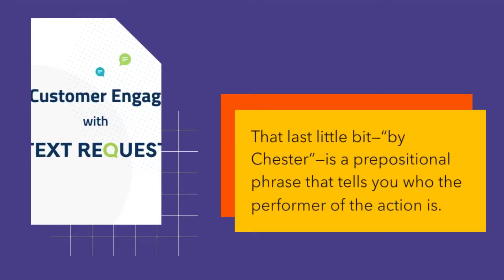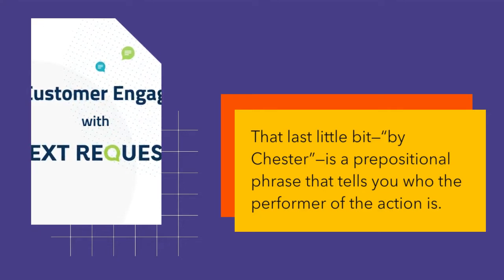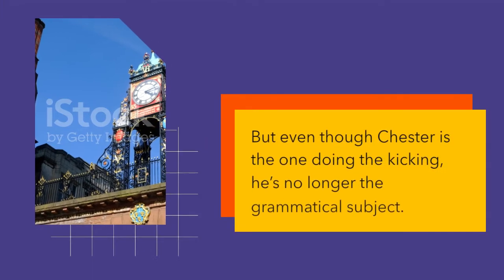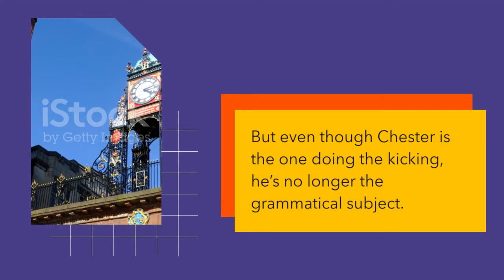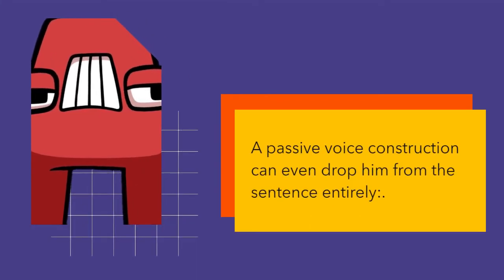That last little bit, by Chester, is a prepositional phrase that tells you who the performer of the action is. But even though Chester is the one doing the kicking, he's no longer the grammatical subject. A passive voice construction can even drop him from the sentence entirely.